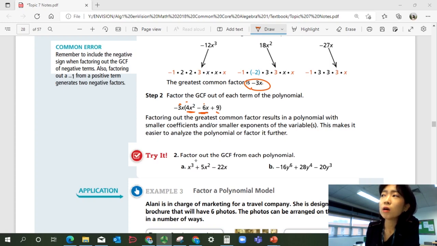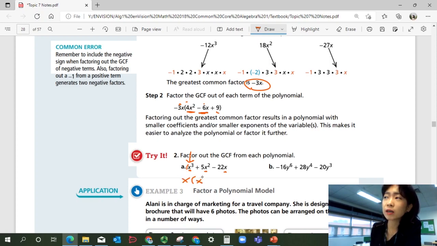Look at the coefficients. What if you do not have a coefficient for the first term? Then you don't have a greatest common factor because your coefficient is 1. And so GCF for 1, 5, and negative 22 would just be 1. So GCF would just be 1 and then the GCF for your variable. Your variable is x, so x cubed, x squared, x, the GCF for that one is x. So your GCF for the entire polynomial would be x, so factor x out. X times x squared plus 5x minus 22 will result in our polynomial.